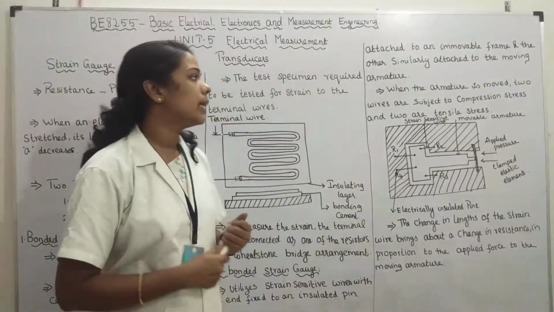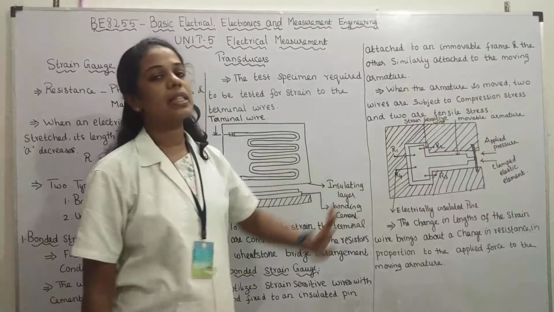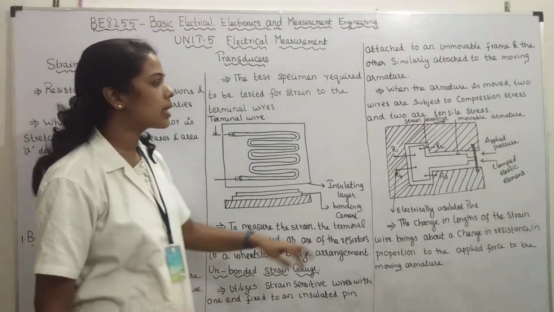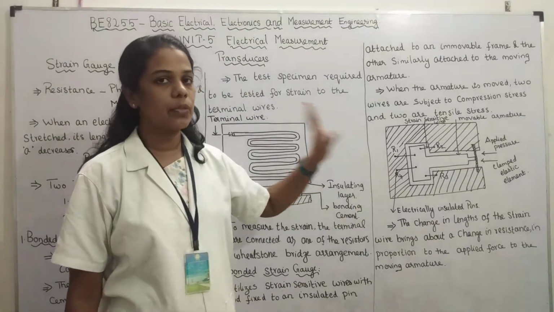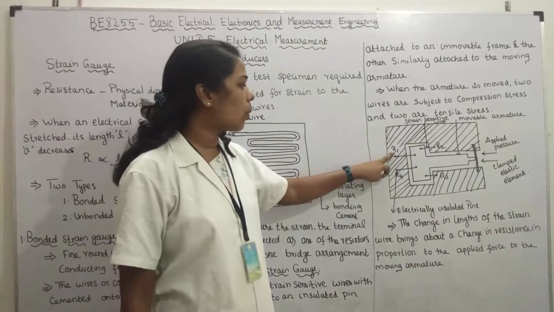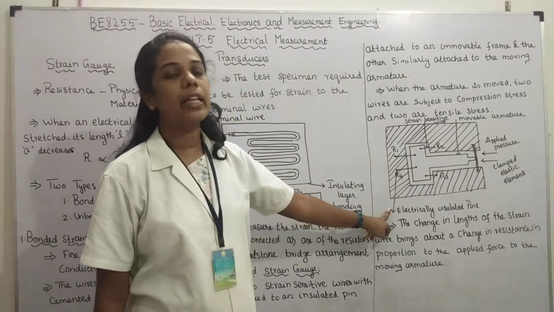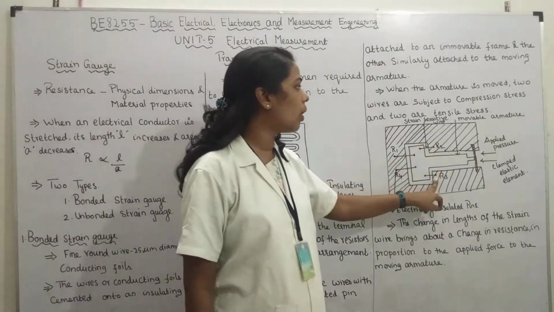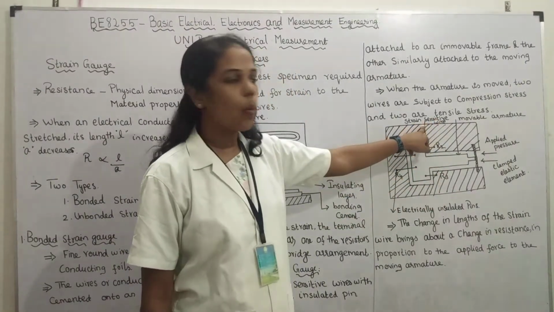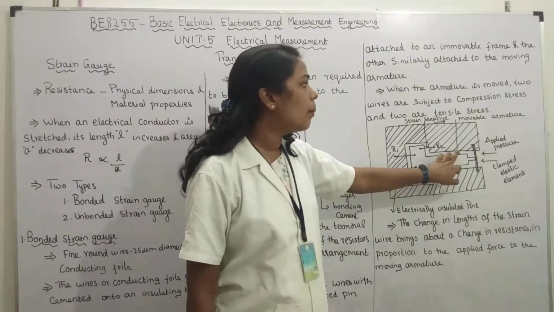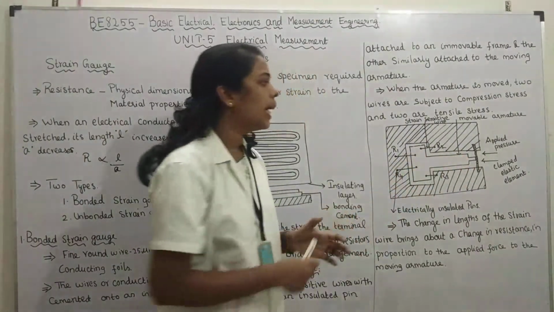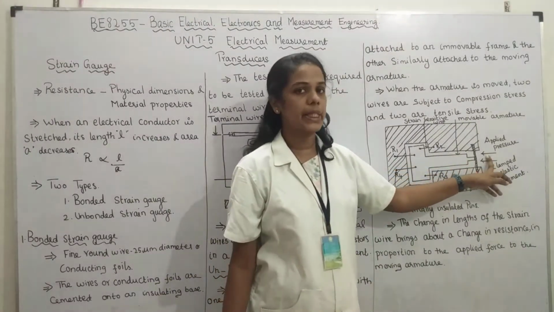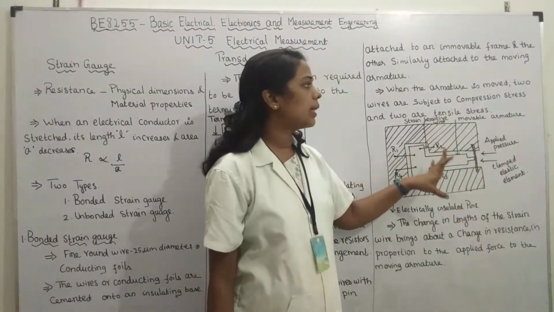This is the construction of the unbonded strain gauge. R1 and R4 are the electrically insulated pins. There are 4 pins there. Then R2 and R3 are the strain sensitive wires. Then this is the movable armature, and here we are applying the pressure. So these are the construction.